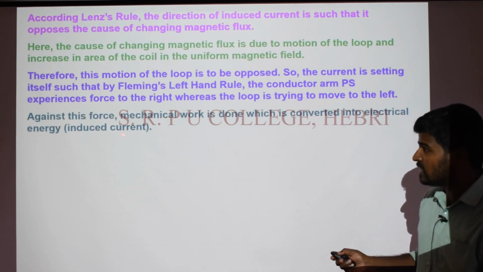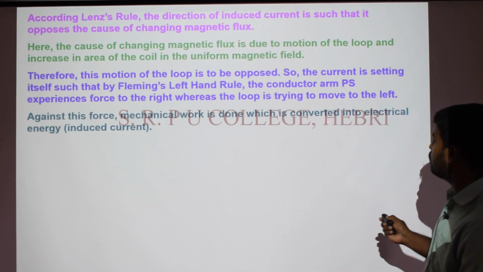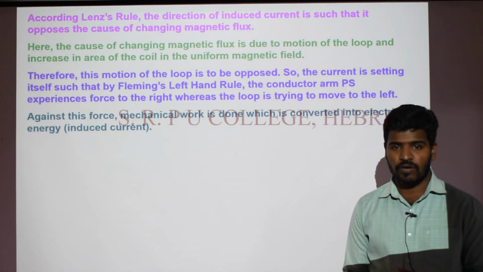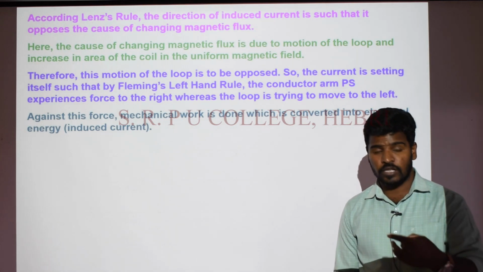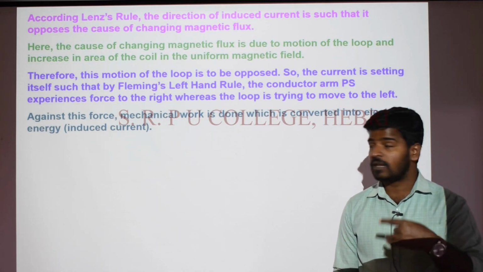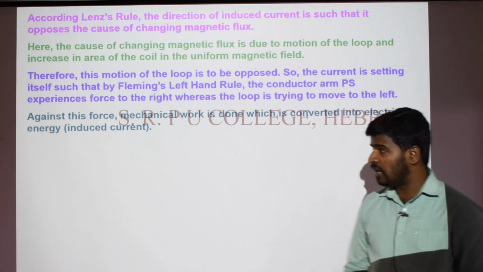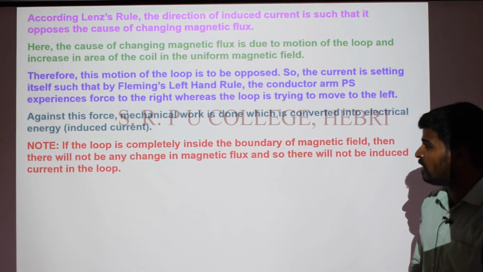Now, against this force, mechanical work is done which is converted into electrical energy. The work is done when the loop, considered as PQRS, is moving in a uniform magnetic field. Therefore, mechanical energy is converted into electrical energy.